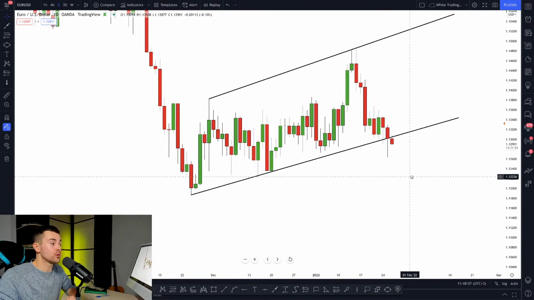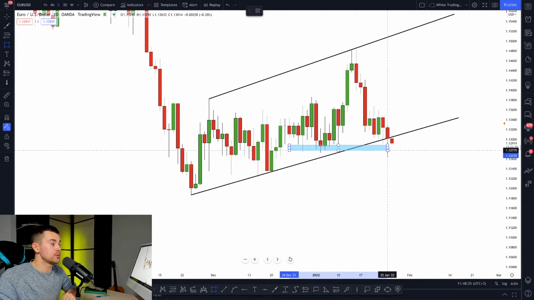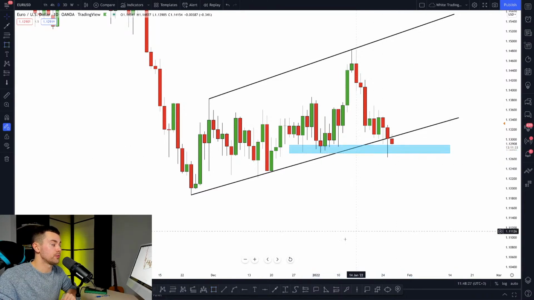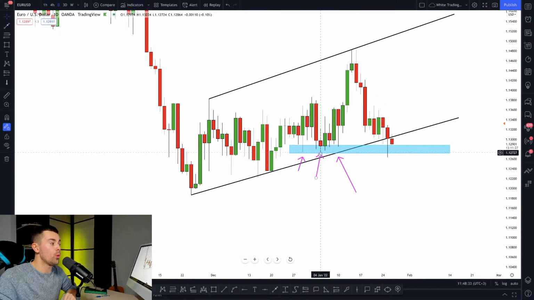But that is not all. When we are trading the breakouts of trend lines, when we are trading the breakouts of channels, quite often newbie traders are caught by false breakouts. And to avoid a false breakout, pay close attention to the last higher level. Yes, look at this horizontal structure. This horizontal structure here is extremely strong. One, two, three times in a row it was respected.